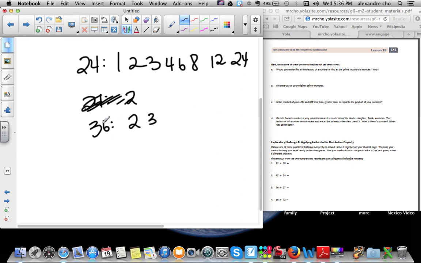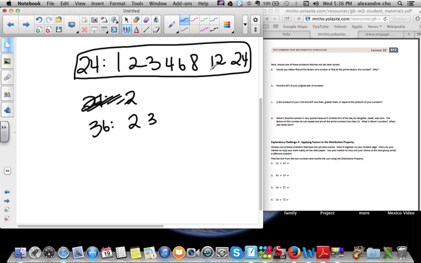It's a little painful, no? So you're much better off finding all the factors like this and then looking at the numbers that you have, and just circling all your prime numbers, 2 and 3. So to answer the question, I would much rather find all the factors of the number and then from that list pick out the prime factors.